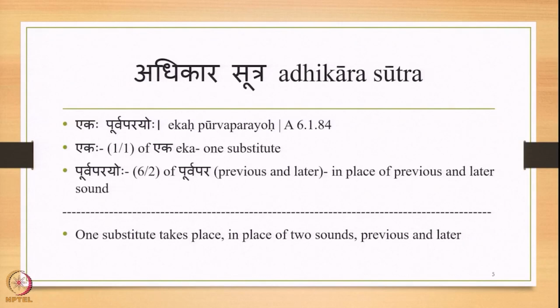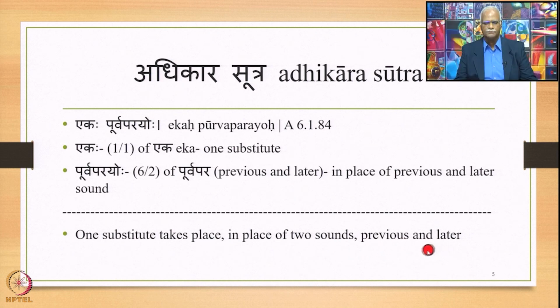Currently we are focused on this Dvisthanika Ekadesha, which is the second classification. This is stated by the Adhikara Sutra Ekah Purva Parayoho, which means one substitute takes place in place of two sounds, previous that is Purva and latter that is Para. Ekah Purva Parayoho 6.1.84. This is an Adhikara Sutra.